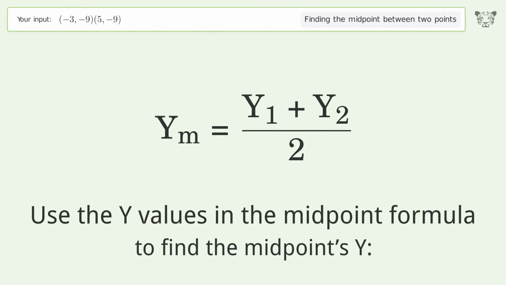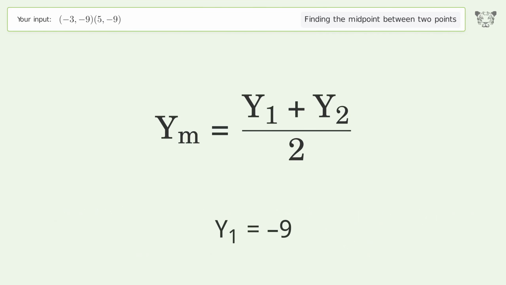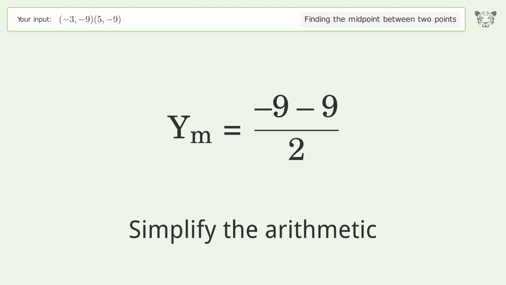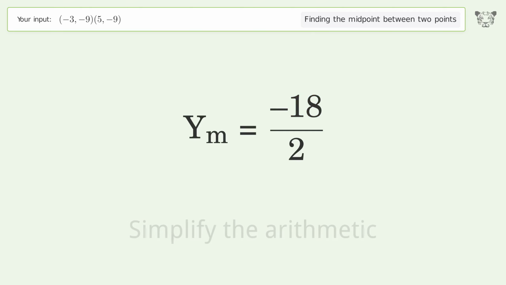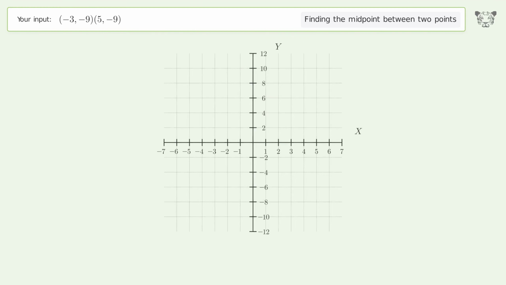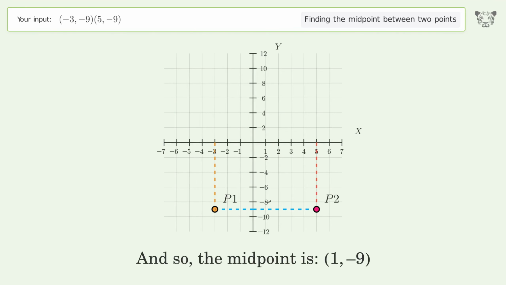Use the y values in the midpoint formula to find the midpoint's y. y1 equals -9. y2 equals -9. Simplify the arithmetic. And so, the midpoint is 1, -9.